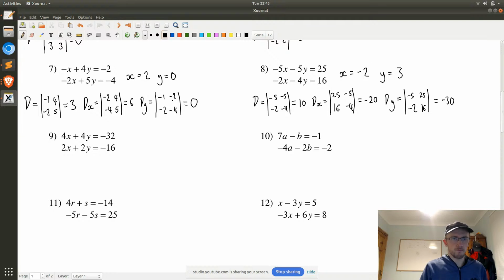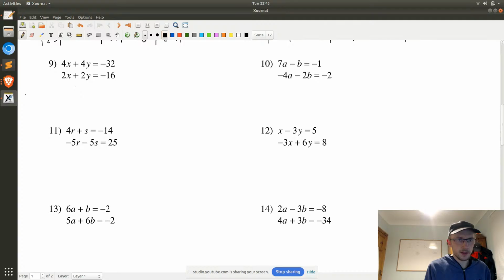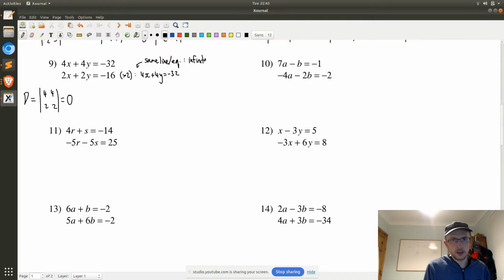3. D. Zero. And of course we recognize that same line or equation, so infinitely many solutions.